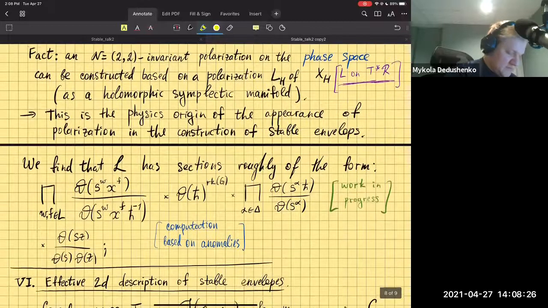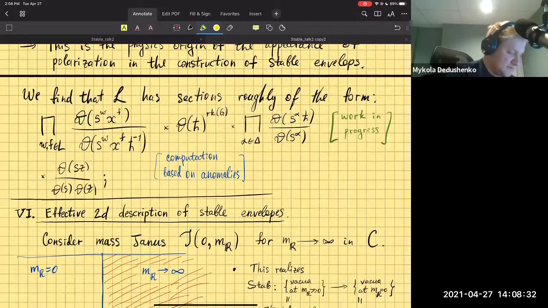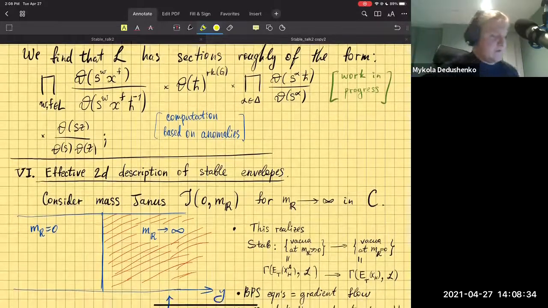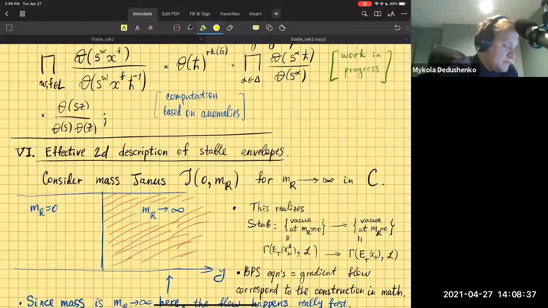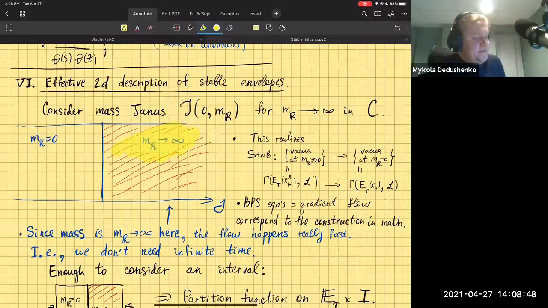Now, let me move to the next section, which is the 2D effective description of these stable envelopes. So consider the mass Janus that interpolates between zero mass here and a mass that is very large, and we actually take it to infinity inside the chamber C. Physically it's clear that it gives you a map, whether you look at it from the left to the right or from the right to the left.